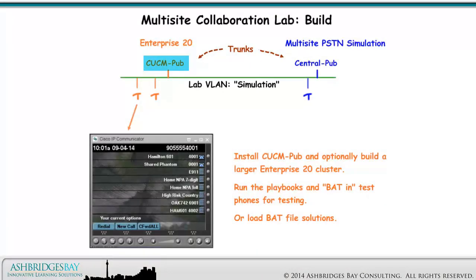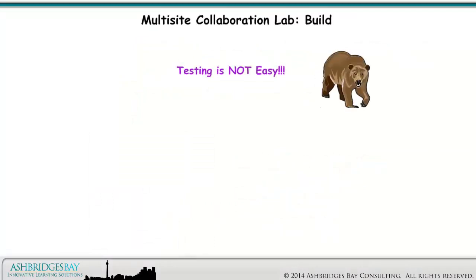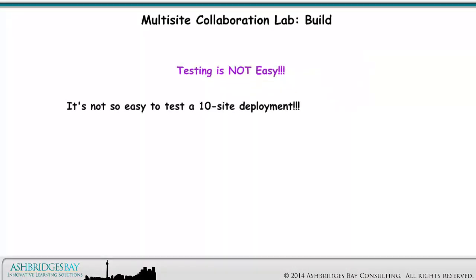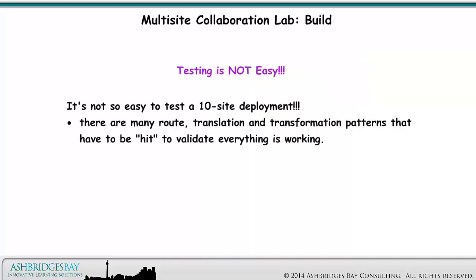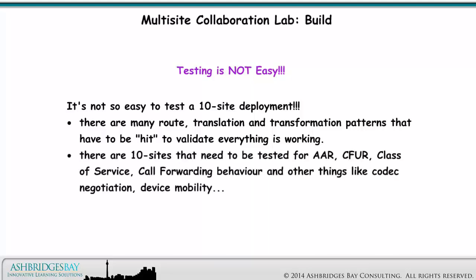Install CUCM Pub and optionally build a larger Enterprise 20 cluster. Run the playbooks and BAT in test phones for testing, or load BAT file solutions. Testing is not easy. It's not so easy to test a 10-site deployment. There are many route, translation, and transformation patterns that have to be hit to validate everything is working. There are 10 sites that need to be tested for AAR, CIFR, class of service, call forwarding behavior, and other things like codec negotiation and device mobility, and more.